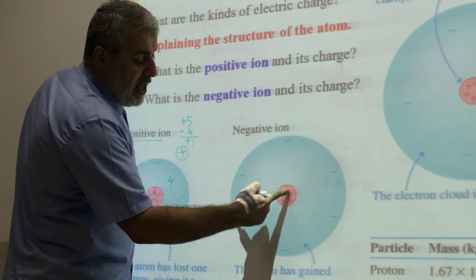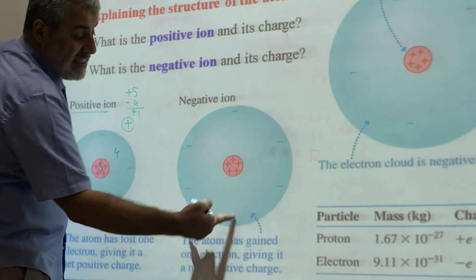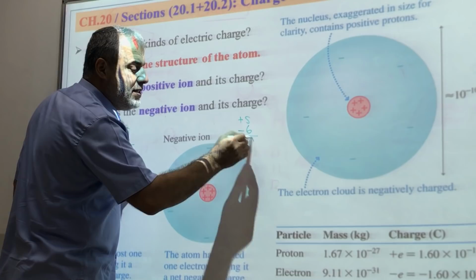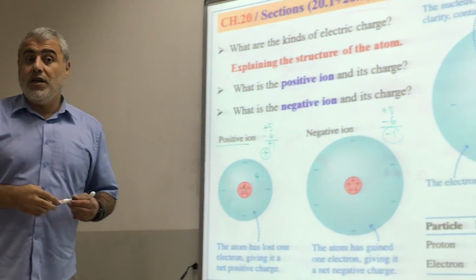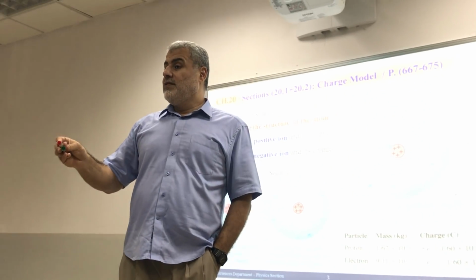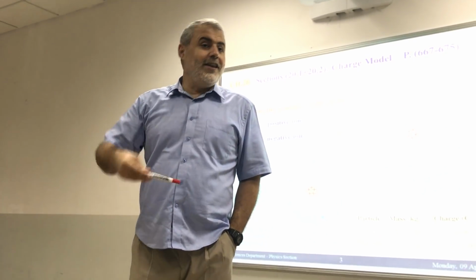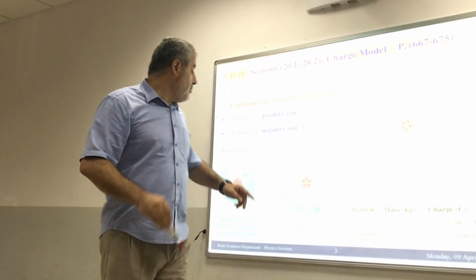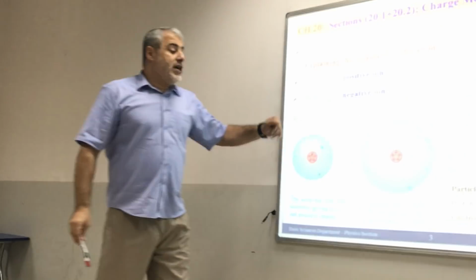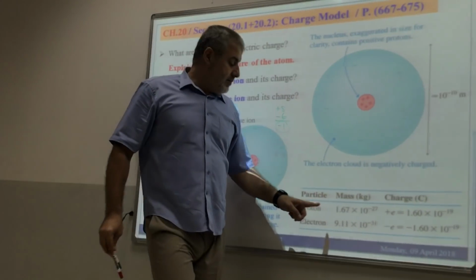Here, in the negative ion, we have 5 protons and 6 electrons. So negative 6 and plus 5. So the answer is? It is a negative ion. So simply, I want to say something. An ion is an atom that either loses or gains electrons. If it loses, it becomes positive. If it gains, it becomes negative. Okay, I want to say something here clearly.